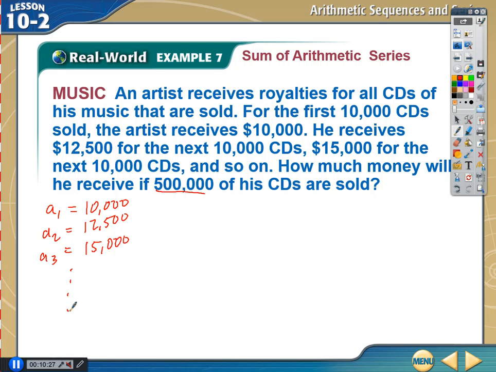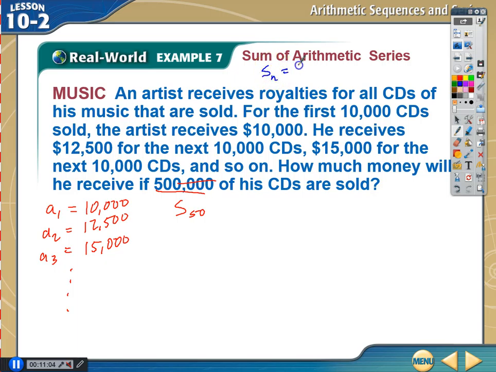So, where each N represents 10,000 CDs. So I want to find S sub 50. So how can I find S sub 50? Well, again, I need to find my sequence first. What is my sequence? Actually, S sub 50, we want to find the 50th partial sum. I don't have to work as hard on this one. Let's watch, because of this one up here.